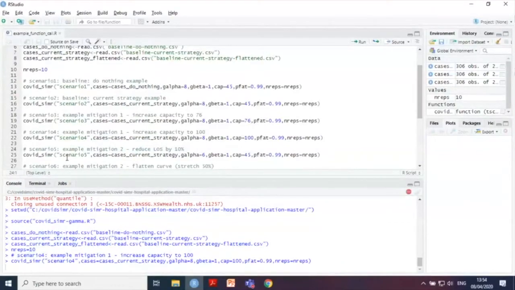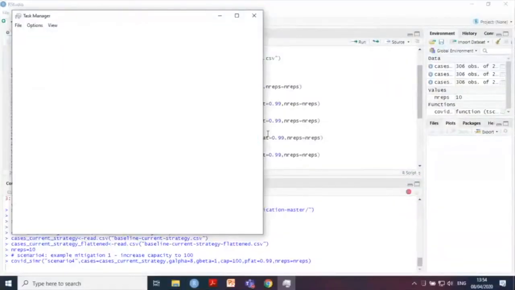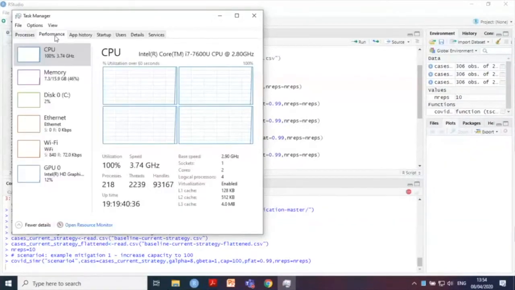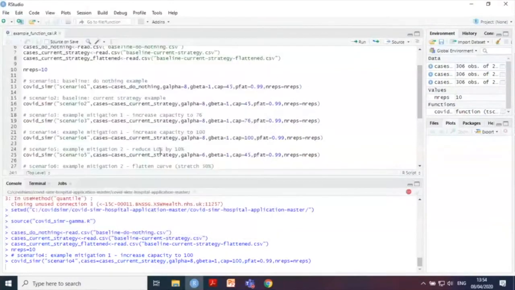we should see here all of the cores start to work. The code is parallelized, so it sends each of those replications and queues them up on each of the cores that are available on the computer. So we can see those working there. And that will just run the function with those arguments in, and it will place the results back in the working directory. So fine, it's done that now.